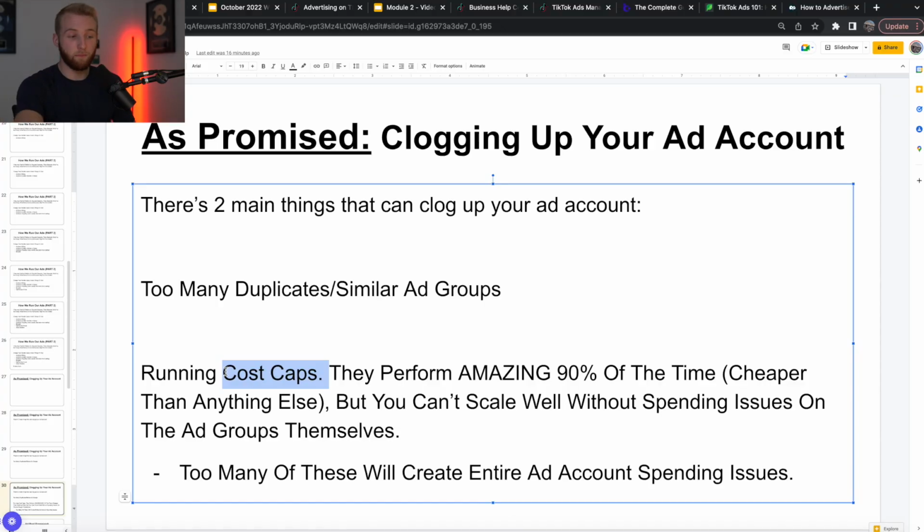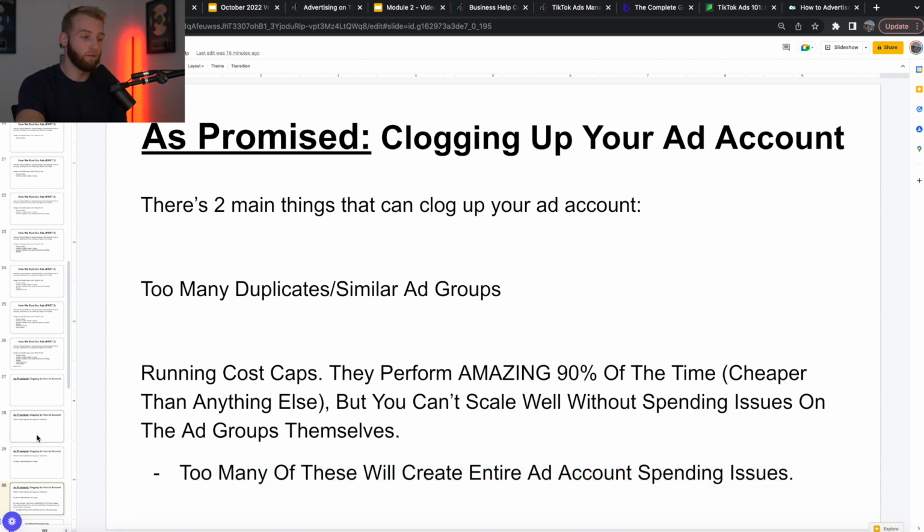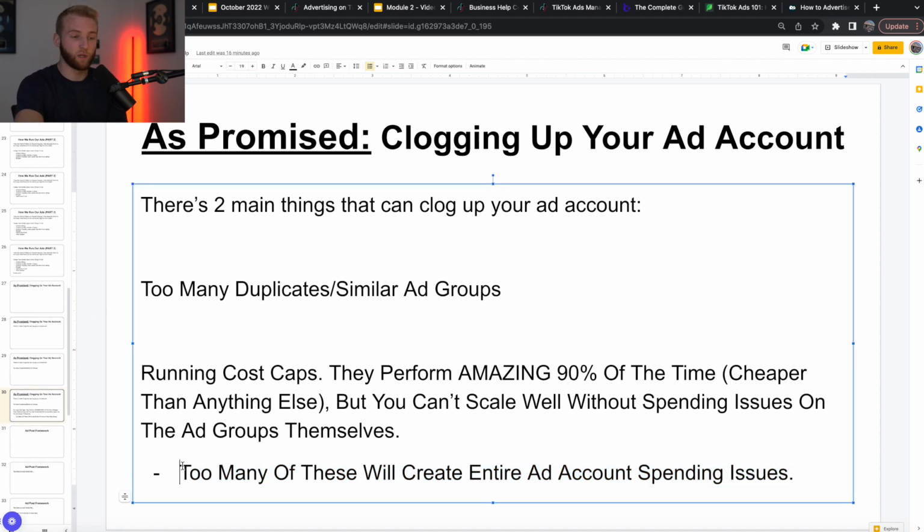But the problem is a lot of those individual ad groups struggle to spend their full budget, especially when you're scaling. And then that creates issues if you have too many of those, where your entire ad account just won't spend. So that's partially where a lot of the problems for me happened with the spending issues. Too many of those can create an entire ad account spending issue, which is a hassle in itself. I've lost probably $50,000 to $100,000 because ad accounts go down and stop spending budget for a couple of days.